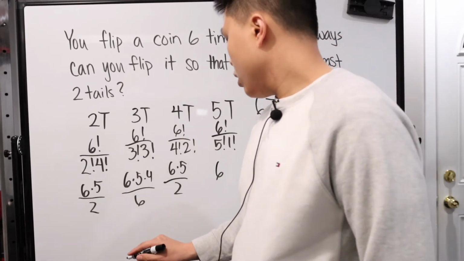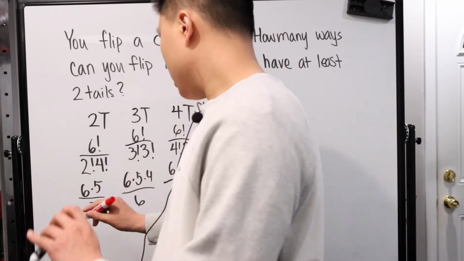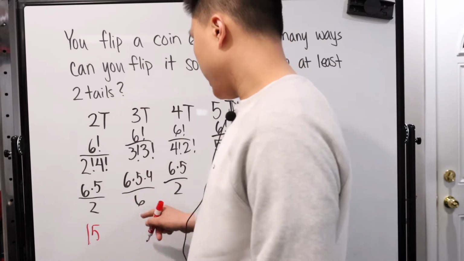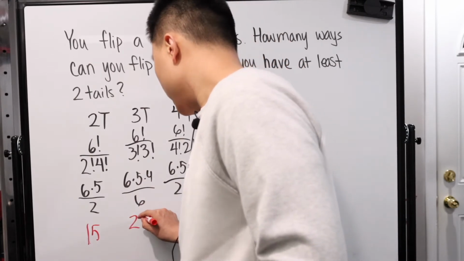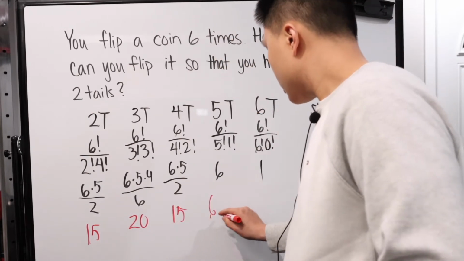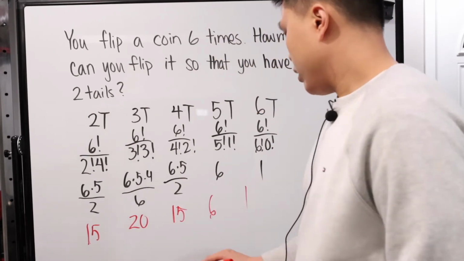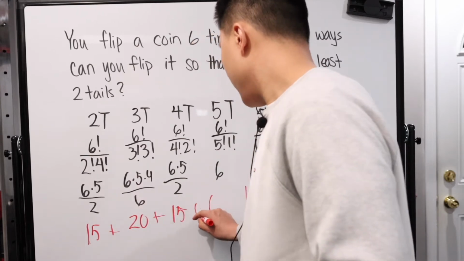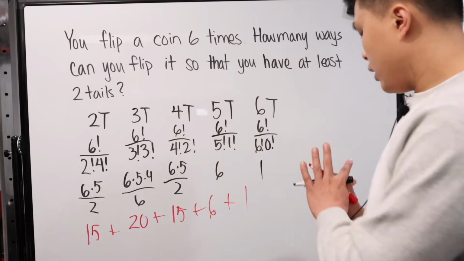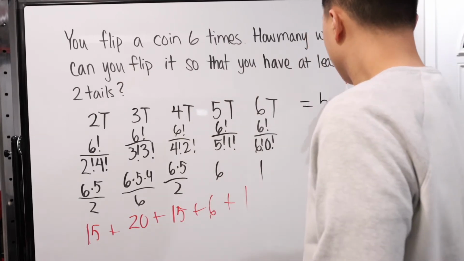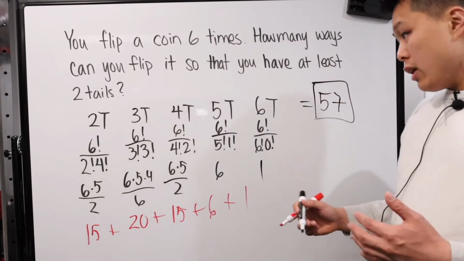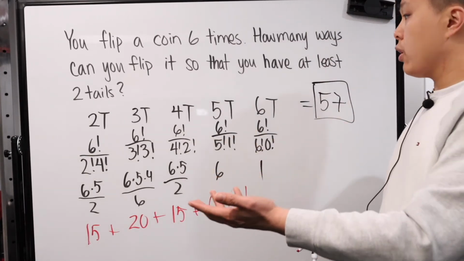All right, so this one we can solve. 30 divided by 2 is 15. 6 cancels, 5 times 4 is 20. Once again, 15. 6 right here, and 1. Add them all together: 15 plus 15 is 30, plus 20 is 50, plus 6 plus 1 is 57. Final answer, 57. That wasn't bad. A little tedious because we had to look at all these different scenarios, but it wasn't bad at all.